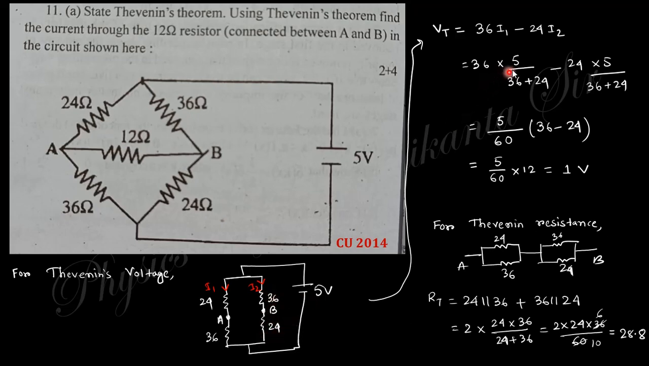So just put this value. 5 is the voltage, and total resistance is 36 plus 24, and here also 36 plus 24, which is 60. So just calculating, you will get 1 volt. So the Thevenin voltage is 1 volt.